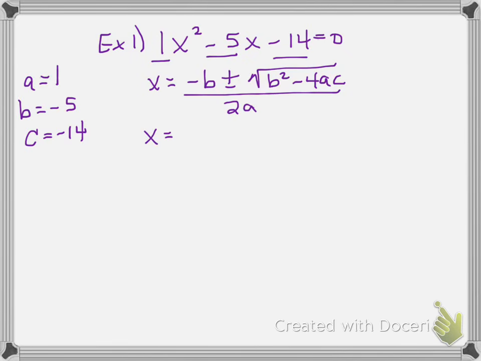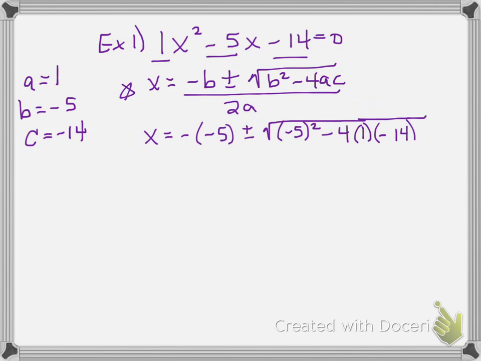Okay, so x equals negative b. Well, b is negative 5, so I have negative b, which is negative 5. So there's two negatives there. Eventually, two negatives make a positive. I'll change that in the next step. Plus or minus the square root of b squared. Anytime I square something, I want to put it in parentheses. Negative 5 squared minus 4 times a, which is 1, times c, which is negative 14. So all I did was rewrite this, but with all my numbers instead of my letters a, b, and c. All over 2a, and a is 1.